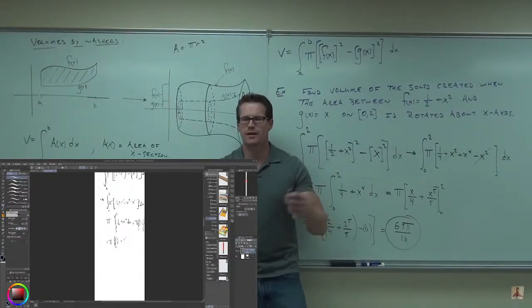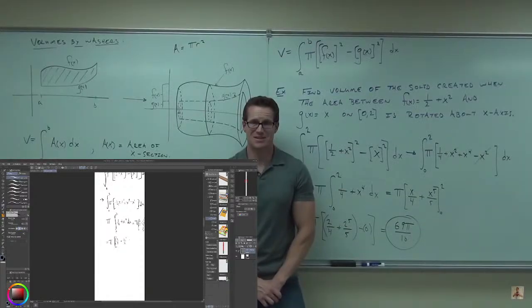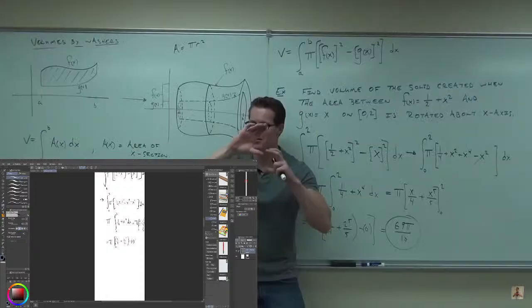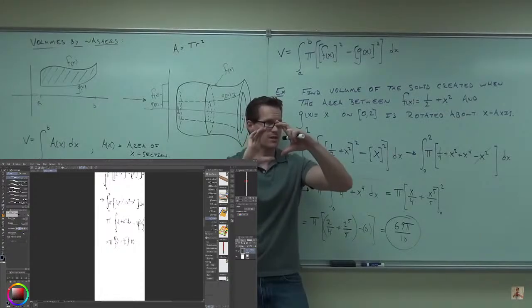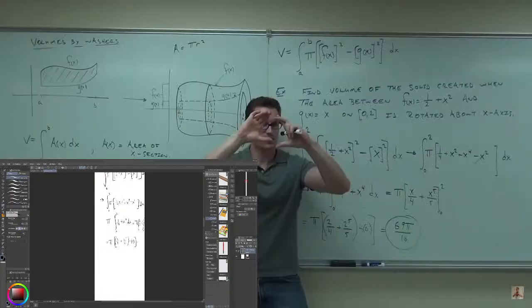What did we just find? It's kind of cool. We actually find the volume of some solid, whatever it was, as long as you know the function on the top and the bottom, some solid revolved around the x-axis. That we found out how much, if you were going to pour this out of concrete, how much concrete you need. 69 pi over 10 yards or feet or whatever, cubic feet, I suppose.